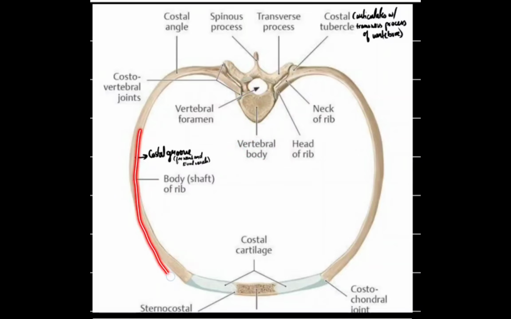We have the shaft or the body of the rib in here, and then here lies the costal groove for the veins and the blood vessels. This is the head, this is the neck of the rib, and then we have the sternum. We have the costal cartilages on both sides, and then we have the sternocostal joint, and then we have the costochondral joint.